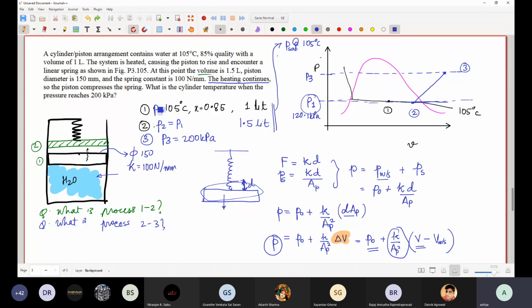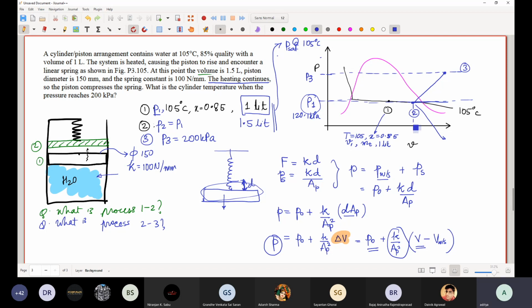Of course I can. From state point 1, I will know not only the pressure. So at state point 1, I know temperature equal to 105, quality equal to 0.85. With the help of these two parameters, I can find out the specific volume at state point 1. With the help of the fact that the total volume is given, I can find out the total mass of liquid in the system.